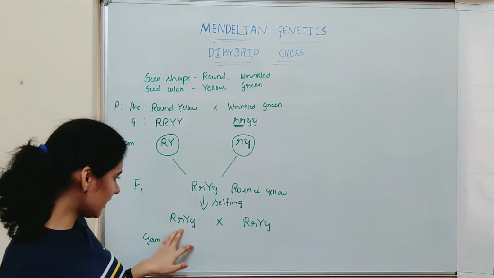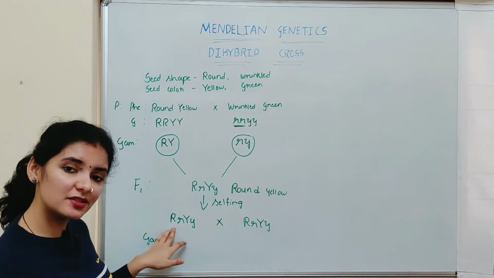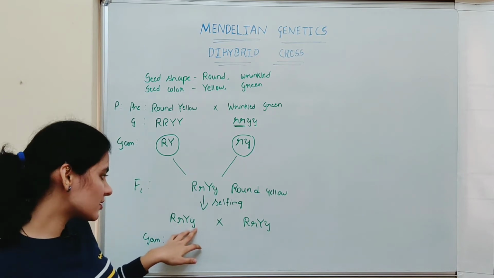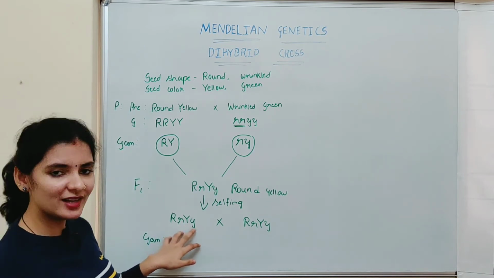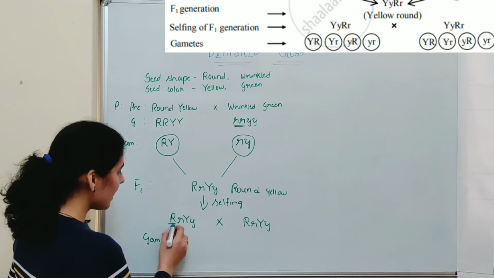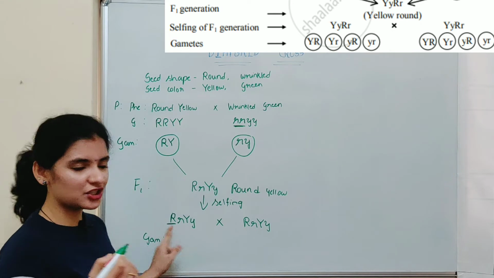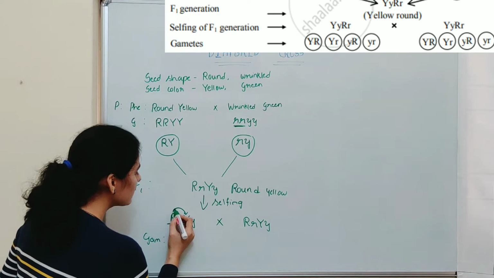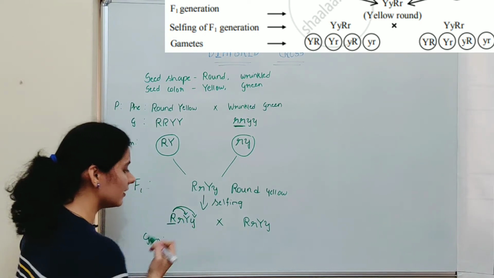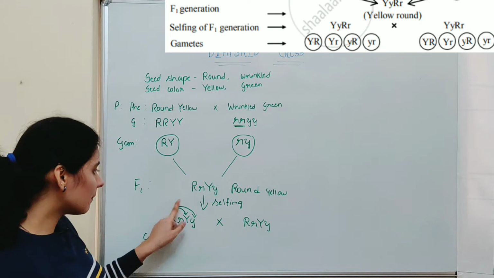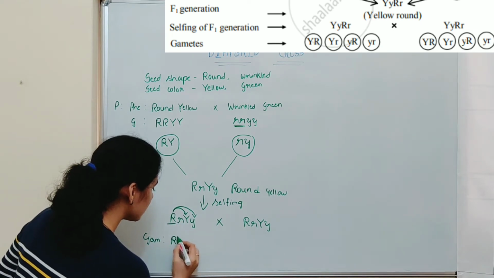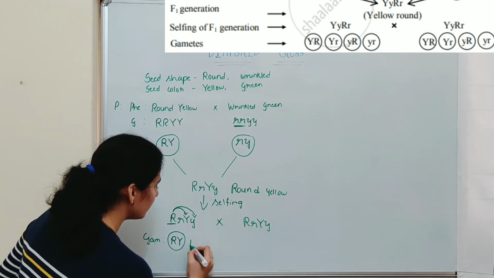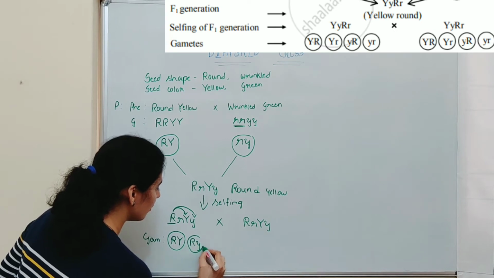So if you consider the F1 hybrid plant, it has a factor which is responsible for the seed shape, that is capital R, small r, and a factor which is responsible for the seed color, that is capital Y, small y. So, the capital R, which is responsible for the seed shape, has a 50% chance of combining with the capital Y and an equal chance, that is 50%, of combining with the small y. So, when capital R combines with the capital Y, it produces the gamete capital R, capital Y. When it combines with small y, it produces the gamete capital R, small y.